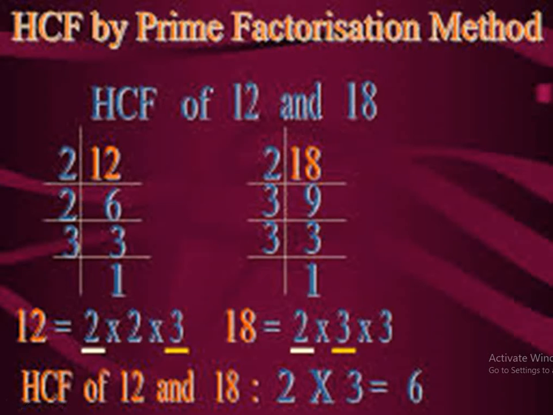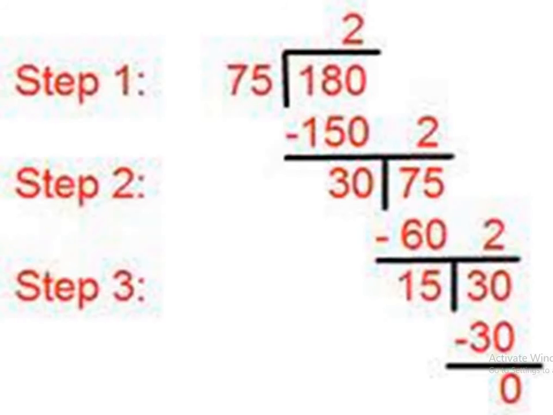Children, we have already discussed two methods. One was by listing the factors, then by doing the prime factorization, and now we are going to discuss the long division method. In this long division method, children, if two numbers are given to take out the HCF of, for example, 180 and 75. Here we have taken the example of 75 and 180.